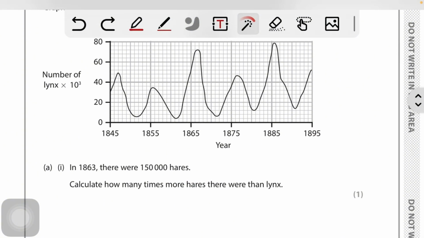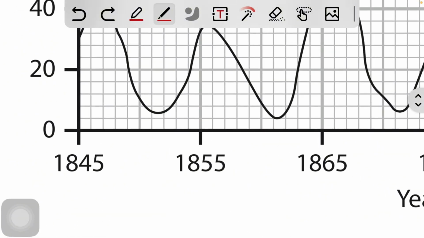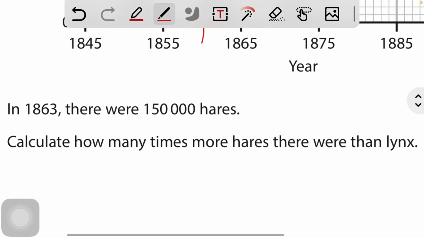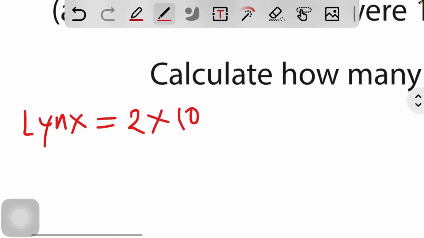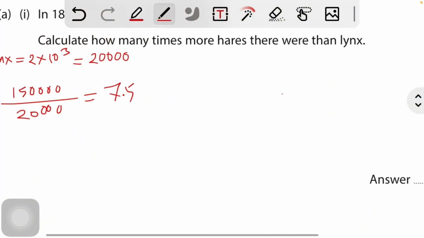So we first need to figure out the number of lynx in 1863. This is 1855, so this is 1860, 61, 62, 63. So the point is this. The number of lynx is this, and if you divide hare by lynx, we get the answer. So this is the answer.